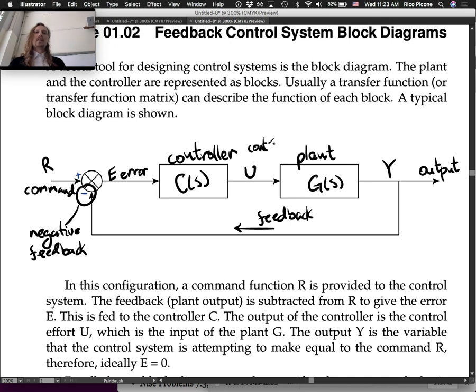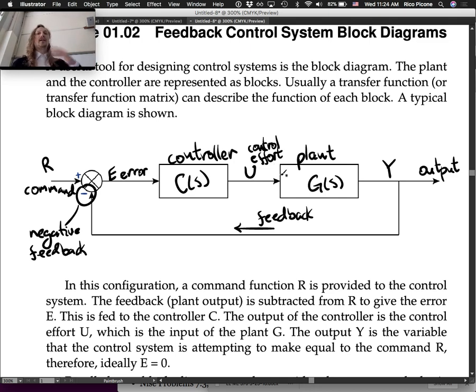Whatever the controller puts out, U, goes into the plant. And now we've completely closed this loop. So the output comes out, whatever it is, 80 degrees, comes back. Command is 90 degrees, we subtract. We get 10 degrees of error. It goes through the controller. The controller decides what to do with those 10 degrees of error, comes out as U, the control effort, and that's what we put into the plant.